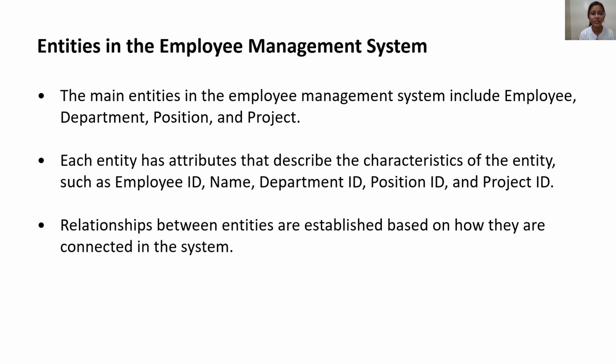Entities in the employee management system. The main entities in the employee management system include department, employee name, position, and project. Each entity has attributes that describe the characteristics of the entity, such as employee ID, name, department ID, position ID, and project ID. Relationship between the entities are established based on how they are connected in the system.